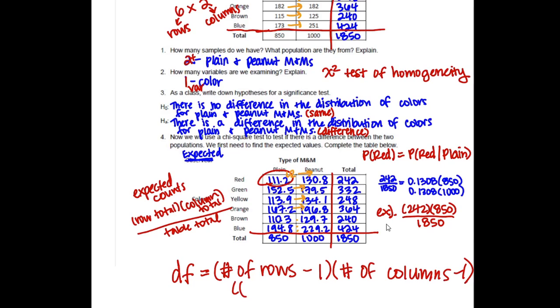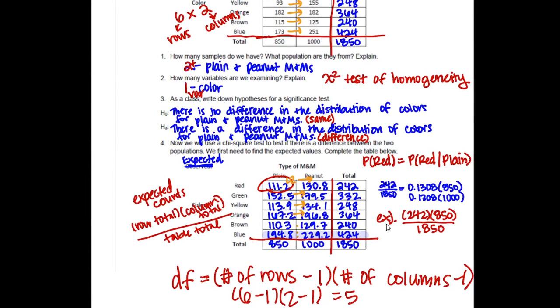So in this case, that's 6 minus 1 times 2 minus 1 equals 5. One way to visualize that is you just take a row and a column away. Let's see if I can. So it's like, okay, let's take that row away. Take this row away and this column away, and then you count 1, 2, 3, 4, 5 cells left. So that's one way I do it too.